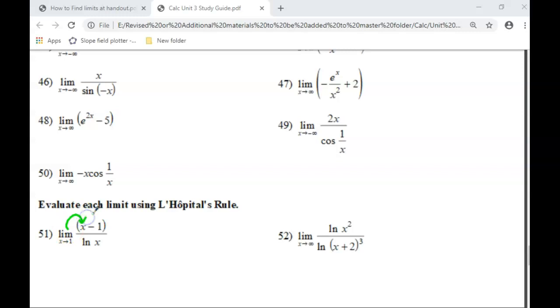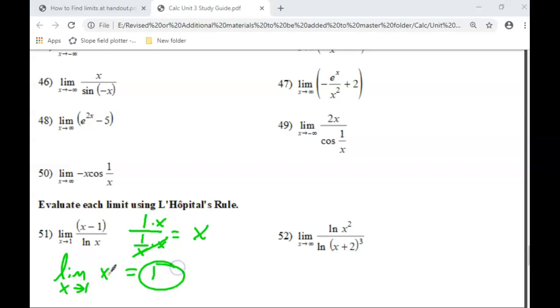Direct sub gives me 0 over ln of 1 is 0, so that's a L'Hopital problem. All right, so the derivative of the top is 1. The derivative of the bottom is 1 over x. Simplifying this expression by multiplying the little denominator gives me x. So now this expression can be rewritten as the limit of x as x approaches 1, and the answer is 1. Let's take a look at the next one here.